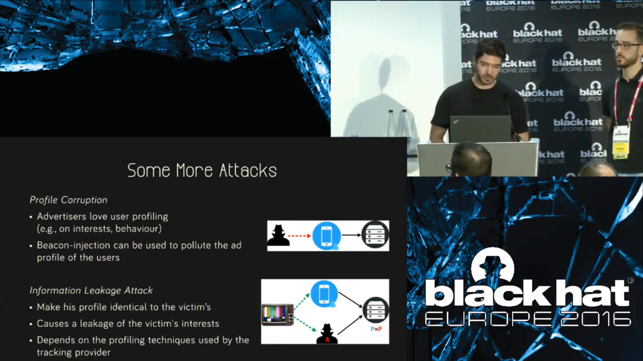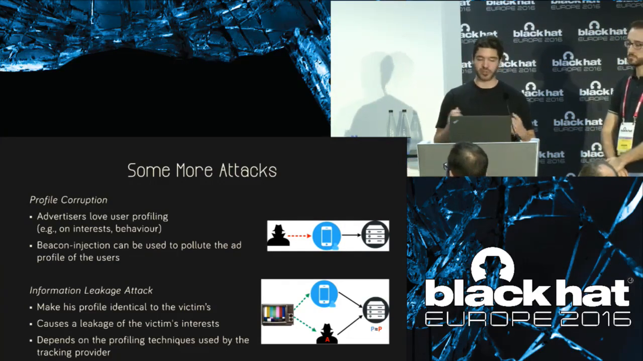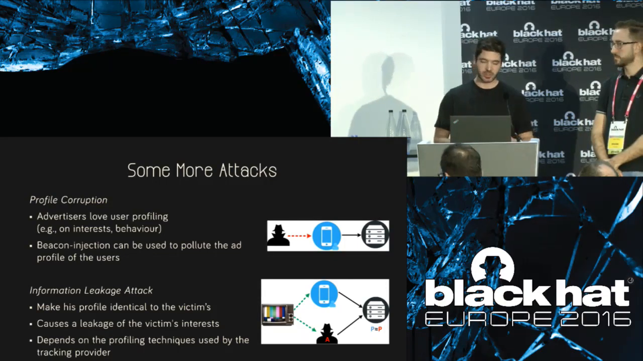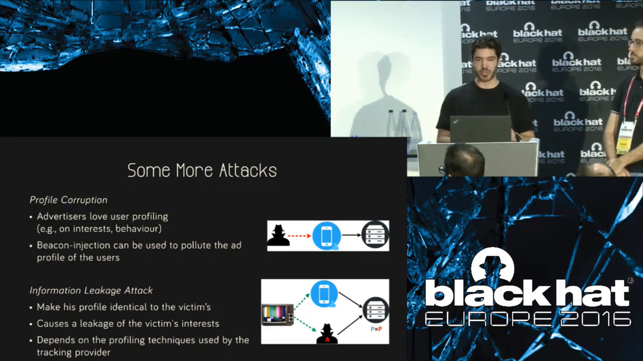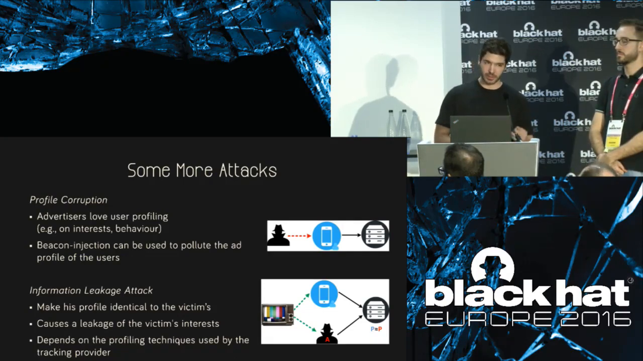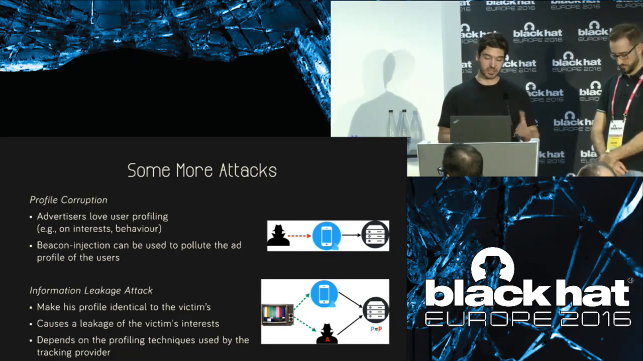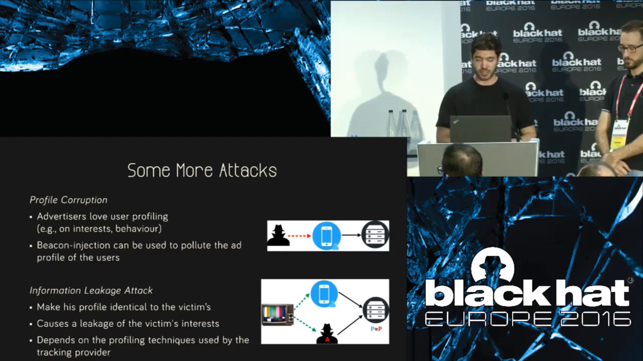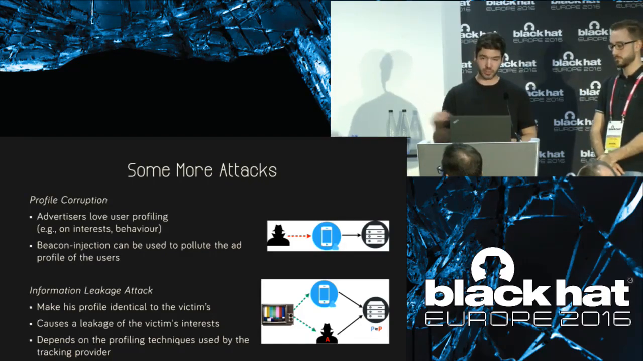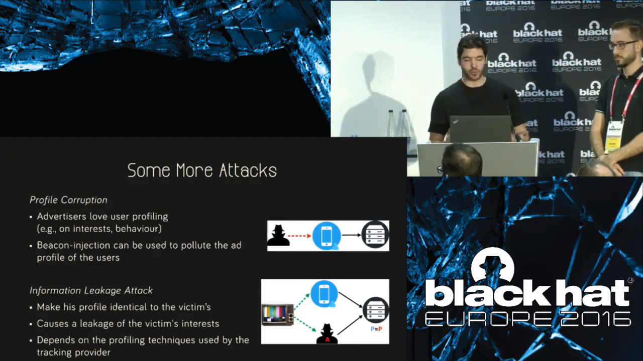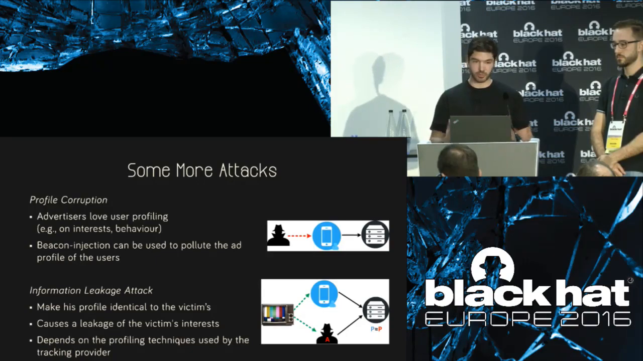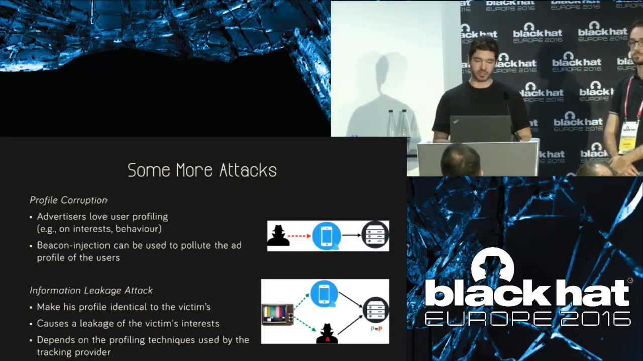There are two more attacks that we came up with. The first one is based on the user profiling that advertisers like to do. Advertisers, at least in most cases, try to profile their users based on their interests and behaviors. So the attacker can exploit this by injecting beacons to an unsuspecting victim and thus influencing the profile that the advertiser is building for them. As we can see in the picture, the adversary can simply replay beacons or inject beacons that he is crafting to the victim's device, and then the device is going to report them back to the backend, thus affecting the profile. Of course, the degree to which this attack affects the profile depends exactly on the implementation that the advertiser has done.